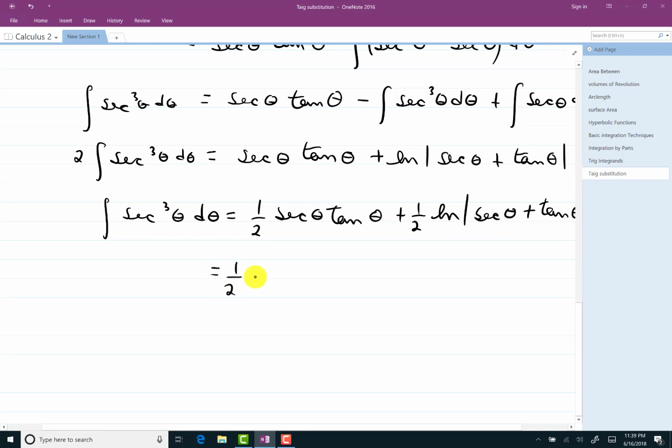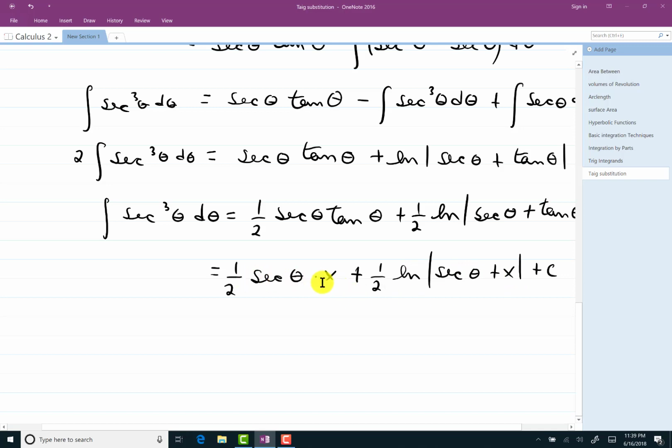1/2 secant theta, tangent theta was equal to x, plus 1/2 ln secant theta plus x plus c. Now, we're close. The only problem with this answer is that it still has some thetas in there. I know the tangent of theta was x, but what about secant of theta?